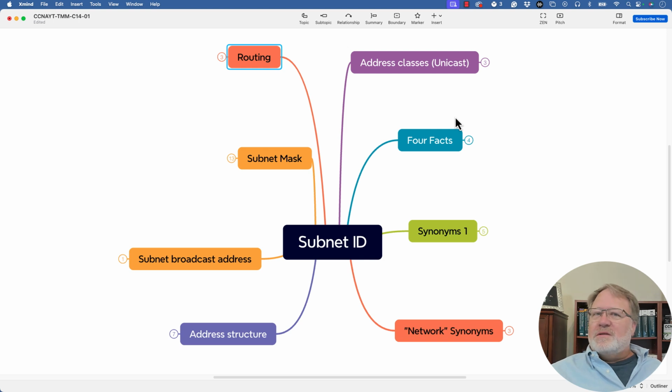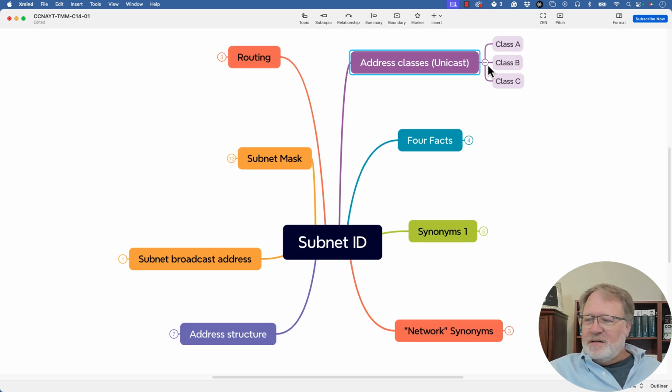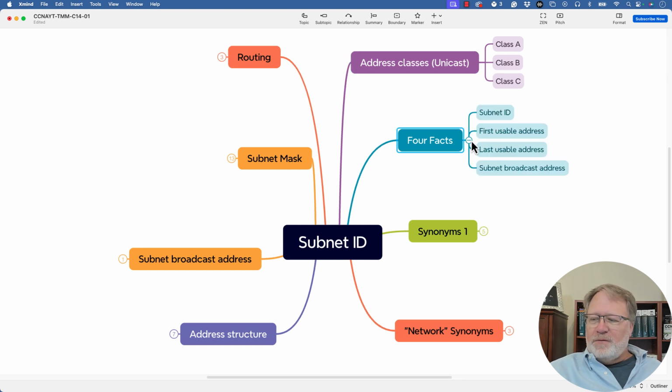So, of course, the address classes A, B, and C, those need to be somewhere. Those ought to go together, I would think, somewhere. And we talked about 4 facts about a network and 4 facts about a subnet. So what were they for a subnet? The subnet ID, the subnet broadcast address, and then the first and last usable addresses that are one more and one less than those first 2 numbers.